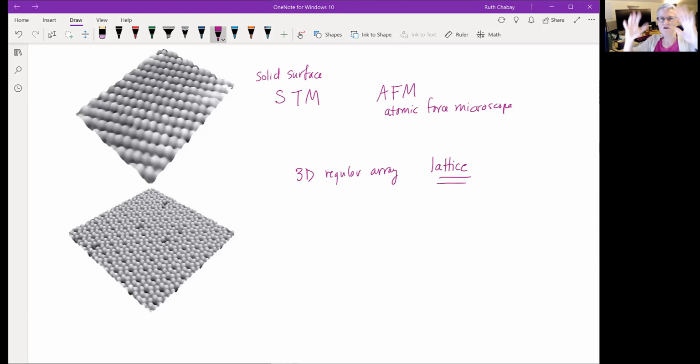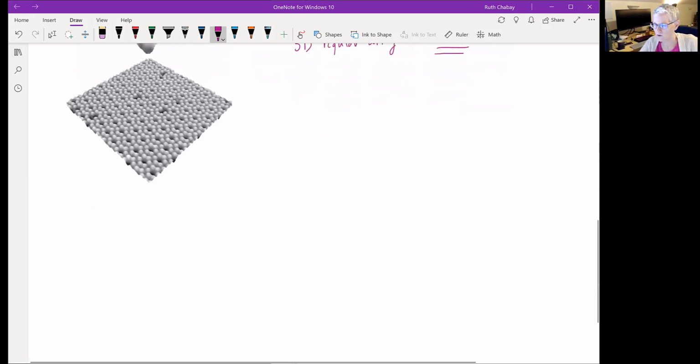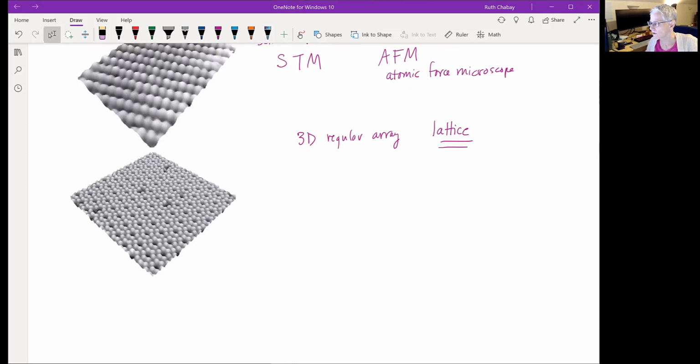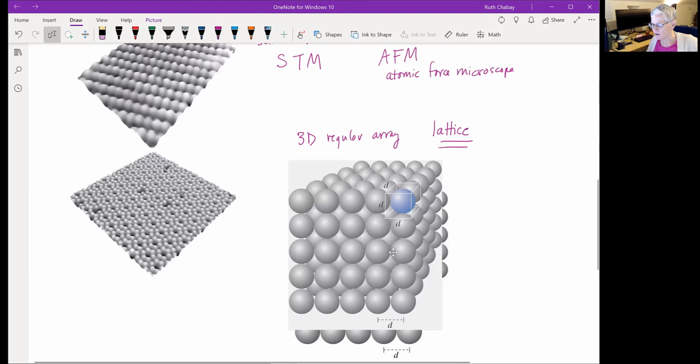But we're only looking at a surface here, so what's going on in the rest of the material? Well, these atoms are arranged in a regular array. It might look something like this. This is an idealized rendering of a particular regular array. This is called a cubic arrangement.